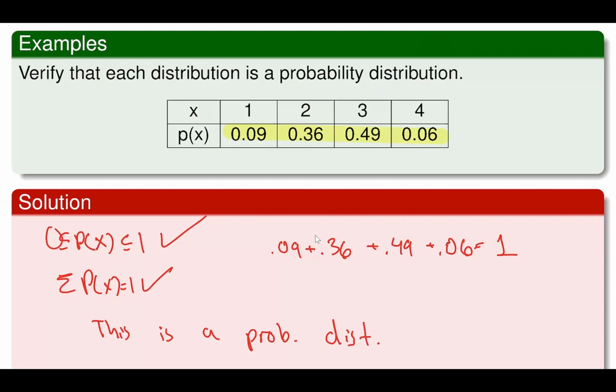And that's it for the last problem. So if both conditions are met, you say they are a probability distribution. If one or both of them are not met, then you say this is not a probability distribution. Any question for that last problem? All right.